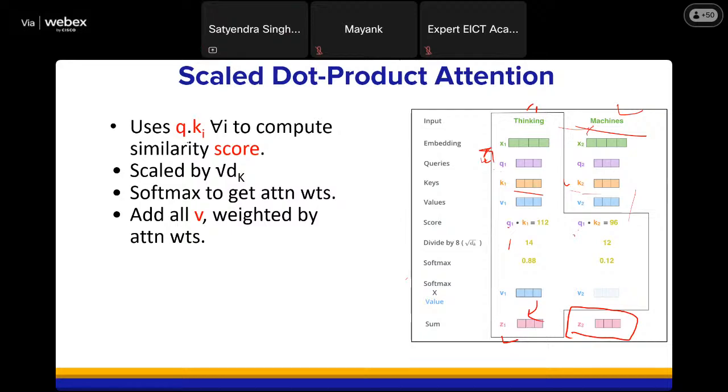So how is scaled dot product attention calculated? You use the dot product between the query and key for all the keys to compute the similarity score. You scale it by dividing by the square root of the dimension of the key. You apply the softmax to get the attention weights, and you add all the v's weighted by the attention weights. Then eventually you get, towards the end, the contextual embedding.